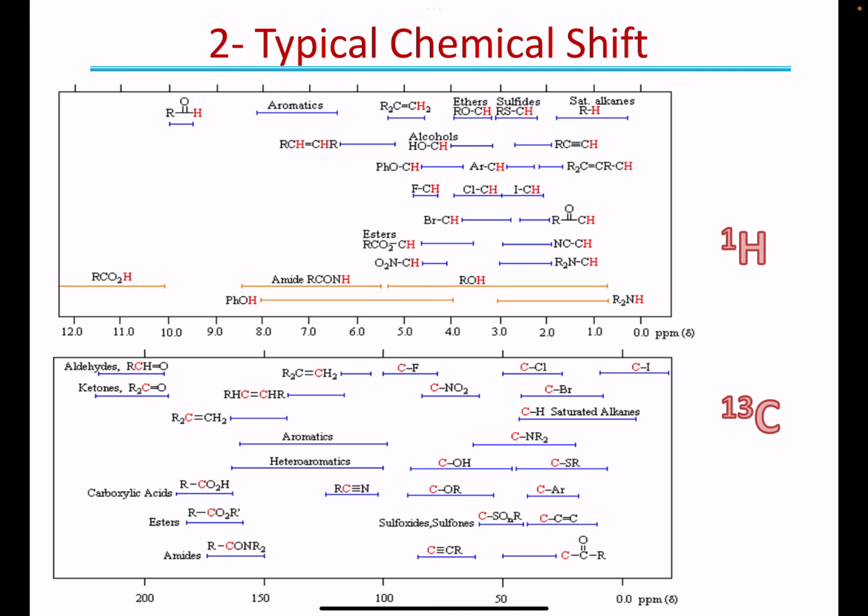In your exam, you will be given a table with the expected chemical shift for different protons, but it's usually very important to understand why the different protons give you this particular chemical shift.